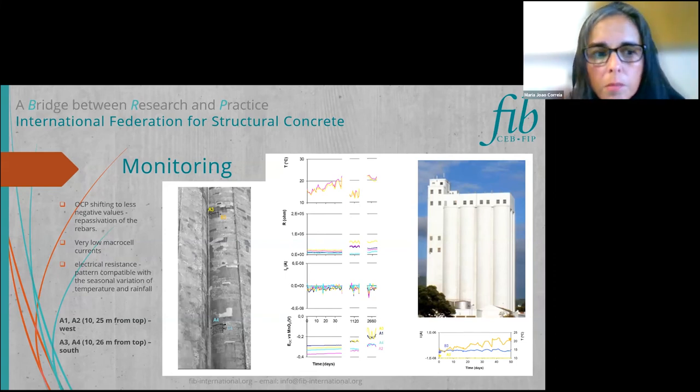Here I show some of the monitoring data results in the repaired areas. In this figure, you can see some of the repaired areas, and here I indicate where the sensors were installed. From the results, we can see the repassivation of the rebars from the open circuit potential shifting, the low galvanic currents, and that the electrical resistance shows a pattern compatible with the seasonal variation of the temperature and of the rainfall.